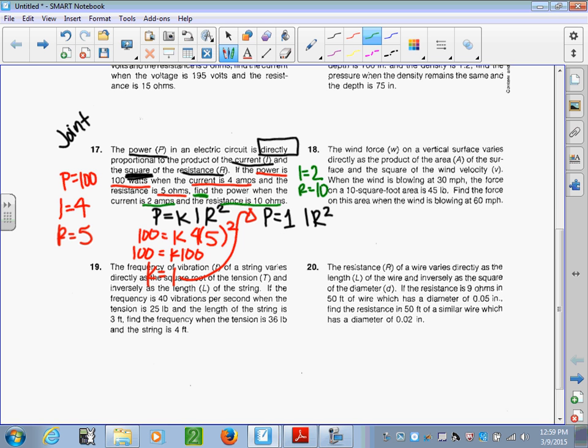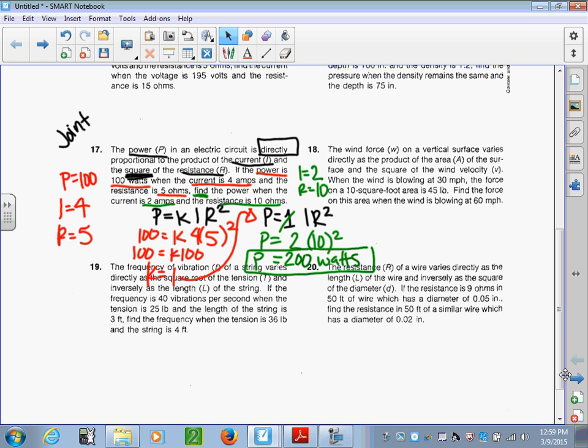Okay, so now I'm just going to plug these in, and I want to find P. So P is going to be left as a variable. Again, remember, we never have to write a coefficient of 1, so I'm going to drop my 1 at this point. And I'm left with I, which is 2, and R squared, which is 10 squared. Okay, so 10 squared is 100 times 2 gives me 200. You can just type that in your calculator. P is 200 watts. Okay, so this is what I'm actually looking for here.